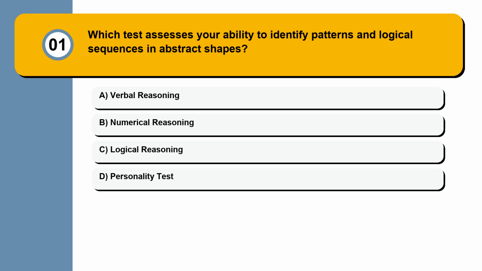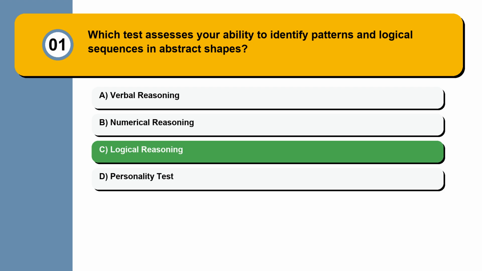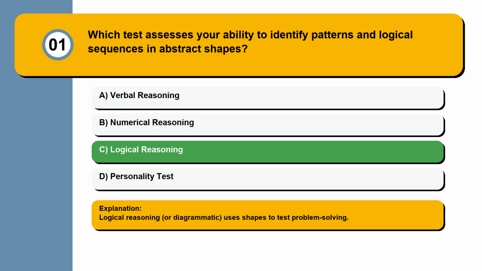Question 1. Which test assesses your ability to identify patterns and logical sequences in abstract shapes? Verbal reasoning, numerical reasoning, logical reasoning, personality test. Logical reasoning, or diagrammatic, uses shapes to test problem solving.